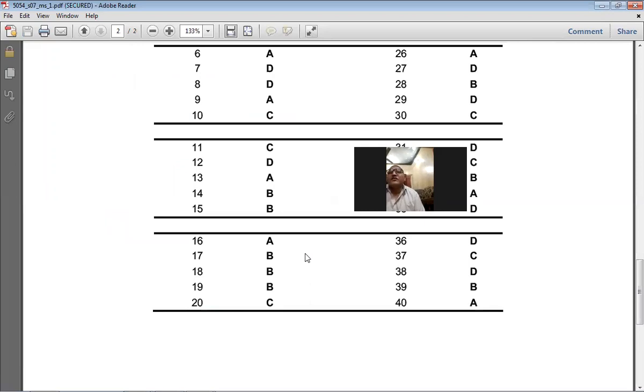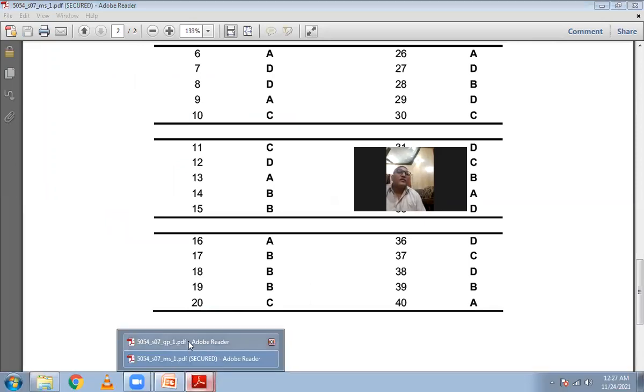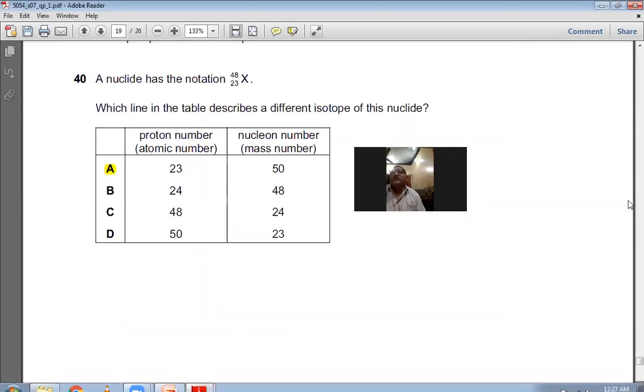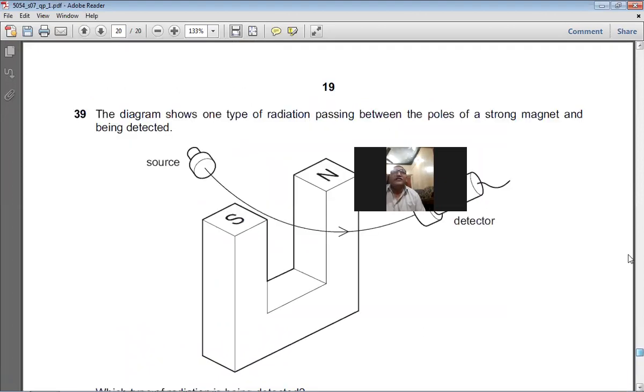So let me check. So 40. My dear students, we have reached the end of this paper. That was question number 40.